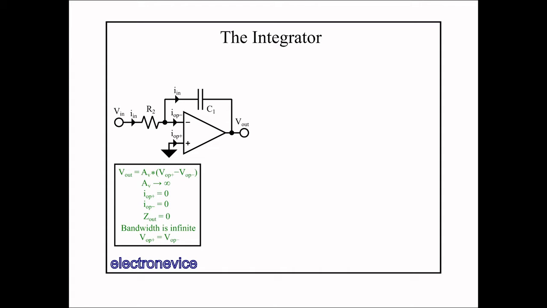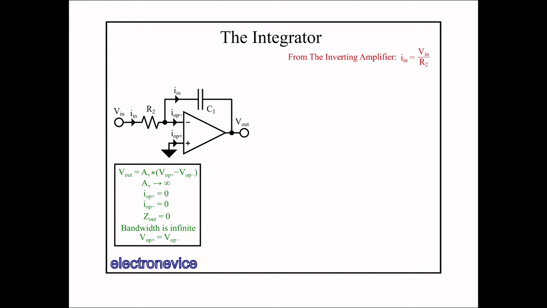We have grounded the VOP plus input, as we did in the purely resistive inverting amplifier configuration from the previous video. I have left the input resistor labeled R2 for simplicity, even though it is the only resistor in the circuit, because the previous video had R2 in that position. I have left in a box in the lower left corner the tenets of the ideal op-amp to remind us of the rules we must follow that allow us to solve for these circuits.